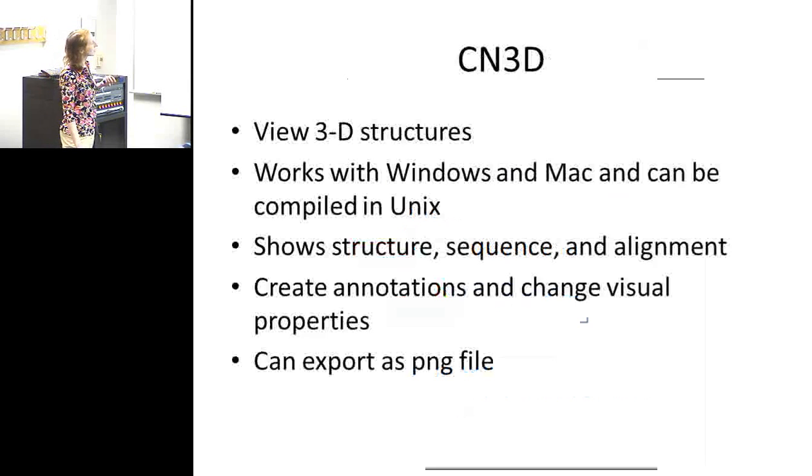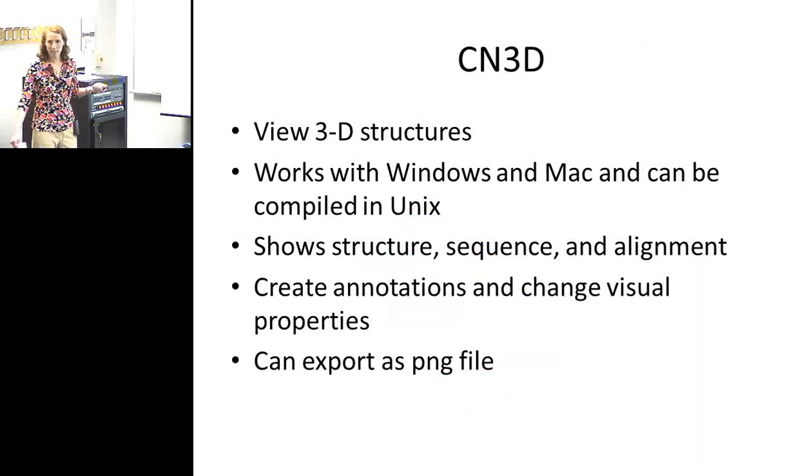So exactly what is CN3D? It is, again, NCBI software to view 3D structures. It works with Windows and a Mac, and it can be compiled in Unix. It shows you the structure, sequence information, and alignment information.